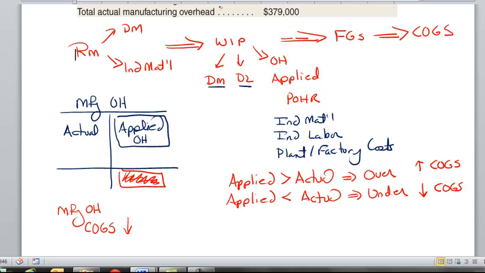So we're going to have here, when I'm under applied, what is that going to mean? It means I'm going to have a debit balance. To get rid of a debit balance, when I'm under applied, I'm going to credit manufacturing overhead and debit cost of goods sold. When you debit cost of goods sold, it increases it, so it's no longer too small. So I just want to give you that mini review.